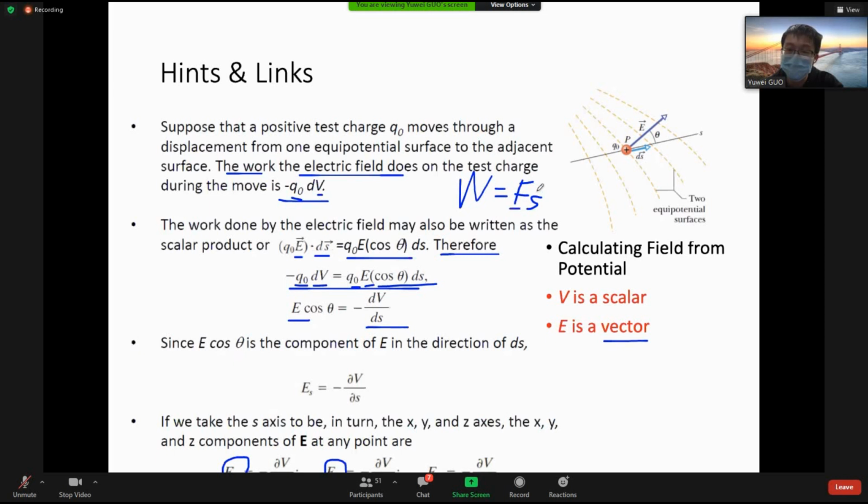The force in the electric field is equal to Q times E, because E is a vector. So we can get the expression like this. This is just two different expressions of the work, but they are the same, so we can connect them together.